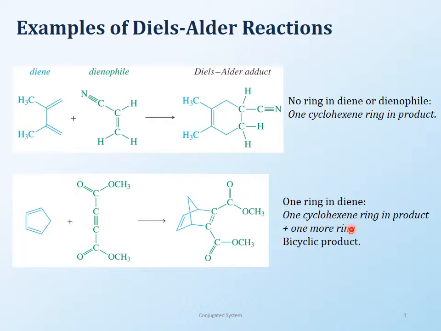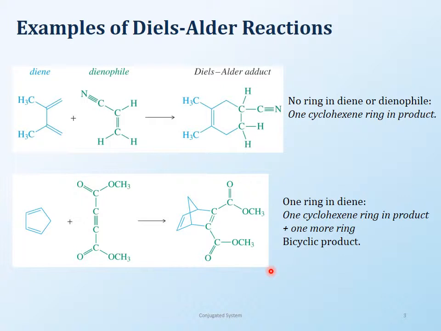You will always form a cyclohexene ring because you will always have a 6-pi system. Okay, so you will always have a cyclohexene ring. The other ring will depend on what you started with. So again, here is the dienes, here are the dienophiles, and then here are the adducts that you will form.